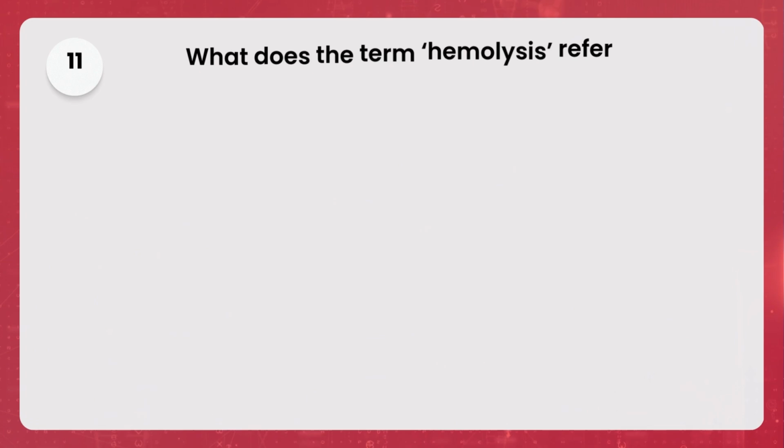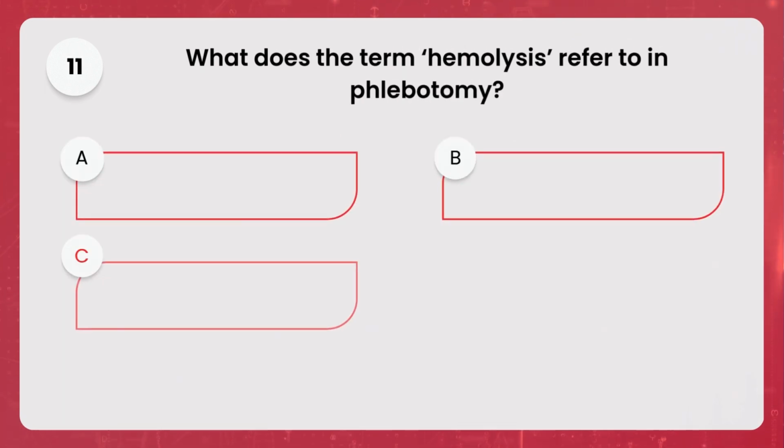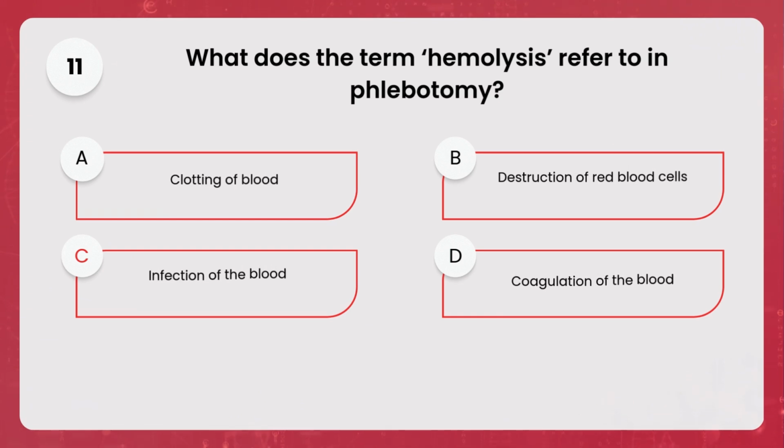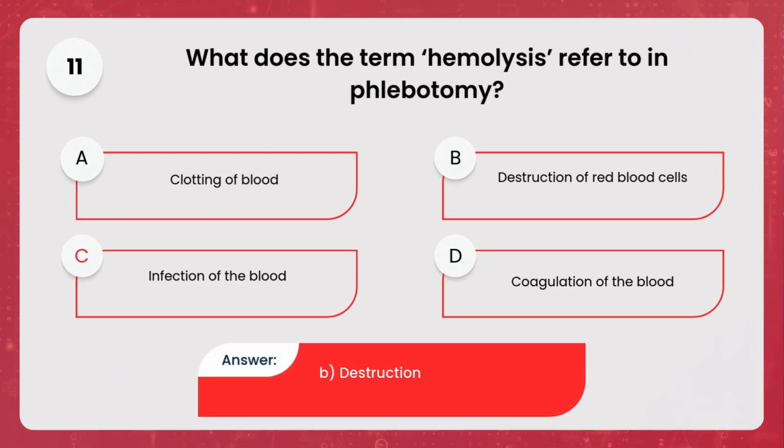Number 11. What does the term hemolysis refer to in phlebotomy? A. Clotting of blood. B. Destruction of red blood cells. C. Infection of the blood. Or D. Coagulation of the blood. The answer is B. Destruction of red blood cells.